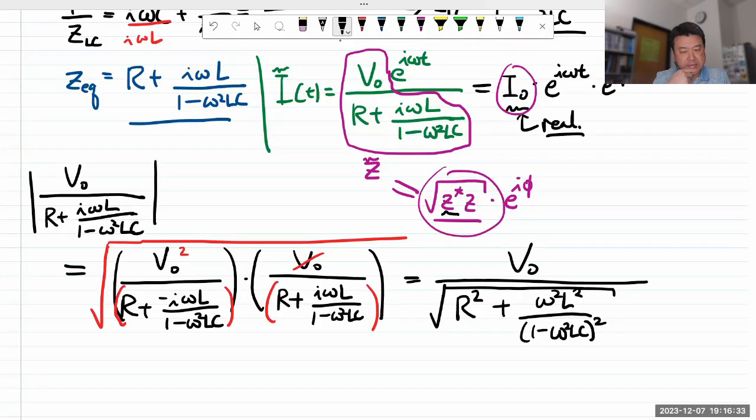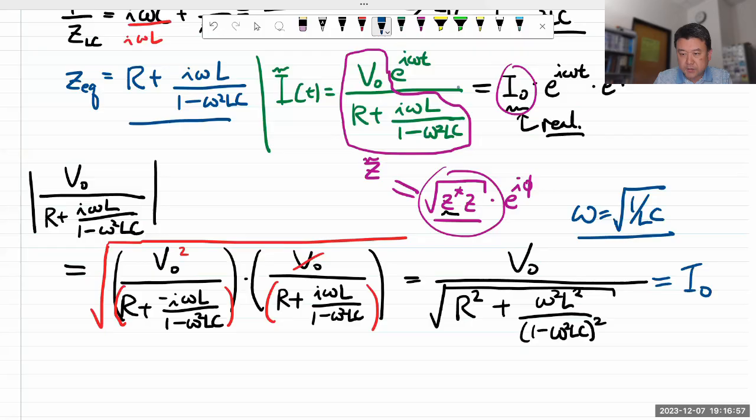Let me highlight this. Before, we saw this resonance frequency where omega is the square root of 1 over LC. In the earlier series circuit, this is where you saw the current being at maximum. Now, in this circuit, you won't see that. This quantity I naught, when you plug this in, you won't see it becoming maximum. But you will see something interesting.